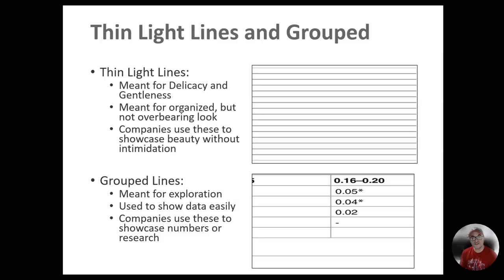We also have group lines. These are meant to show exploration, used to show data easily. Companies use group lines in different sections and data to really showcase facts and trustworthiness based upon the data and the numbers that they're throwing out there. We see this a lot with medical and also with different types of medicines, procedures, and all these different ways to convince people, hey, this is the type of data, 9 out of 10 people say this, you should totally use our stuff. And that's where we tend to see group lines a lot, to really prove that people know what they're talking about by using facts to back it up.